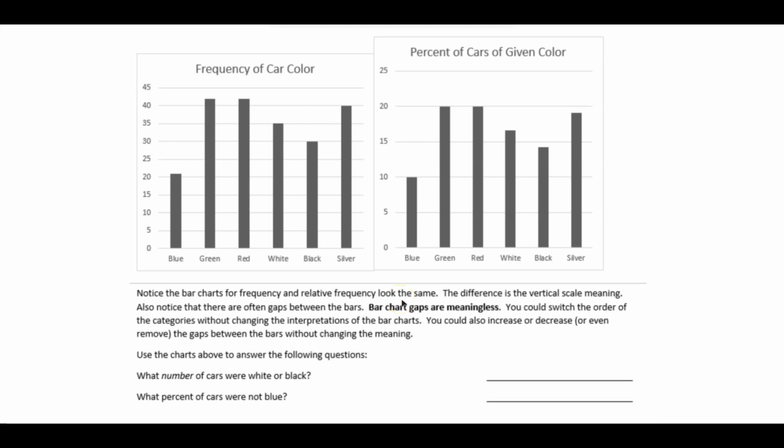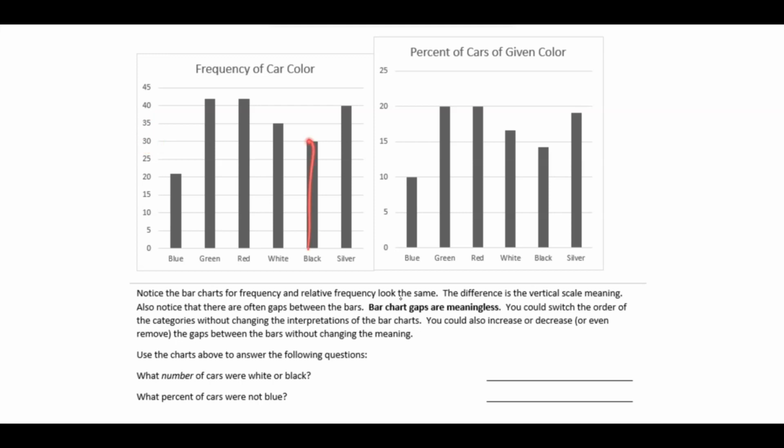Let's take a look at some frequency and percent bar charts and interpreting them. So we have the frequency of car color and the percent of cars of given color. First off, to interpret this, when it's a frequency, the vertical scale is the number. As an example, this one's an easy read. White cars, there are 35 white cars in this sample. So the height of the bar, you move over to the vertical scale, and that's the actual number.